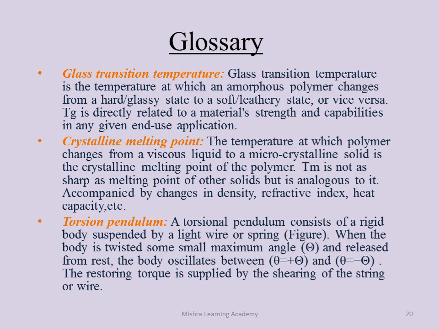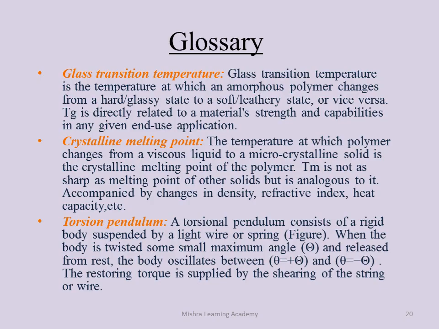What is glass transition temperature? Glass transition temperature is the temperature at which an amorphous polymer changes from a hard or glassy state to a soft or leathery state, or vice versa. Tg is directly related to a material's strength and capabilities in any given end-use application.